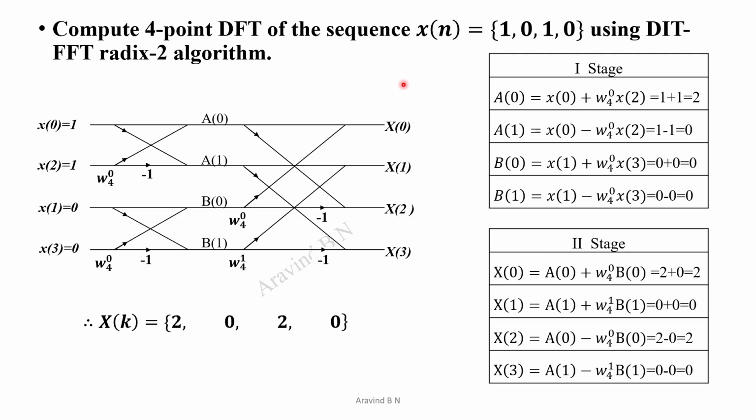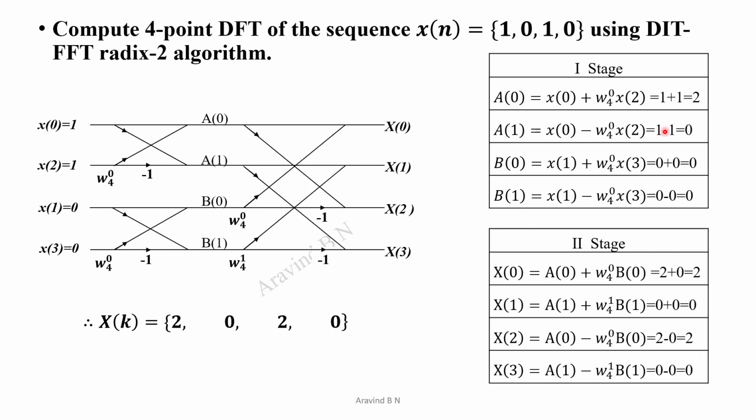Let us consider an example for this one. Compute 4-point DFT of the sequence x of n equals 1010 using DIT FFT radix-2 algorithm. Same diagram is being given over here, and then based on these expressions we are going to have the substitutions and we are going to have the result stage by stage. So this is the first stage of the result and this is the second stage of the result. Second stage of the result is the final answer.